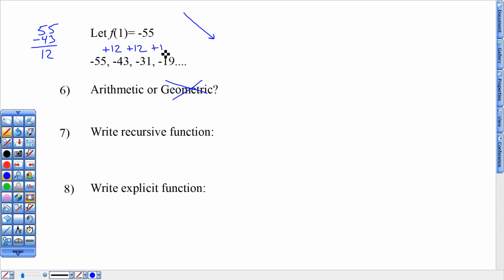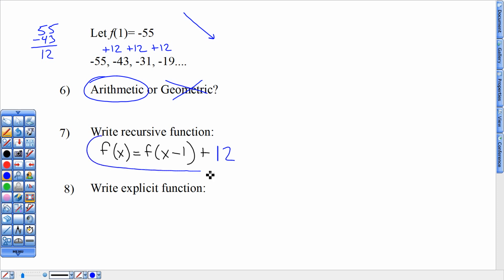Adding 12 is the only number I could add to negative 55 to get a smaller amount of negatives, negative 43. So for this problem, I'm not subtracting 12, I'm adding 12. That makes this arithmetic, going to be a straight line. For recursive, I write f of x equals f of x minus 1, and then don't put minus 12. This is plus 12, plus 12. That is my adding number. I'm adding 12, not subtracting 12.